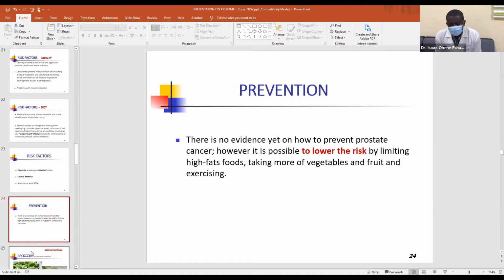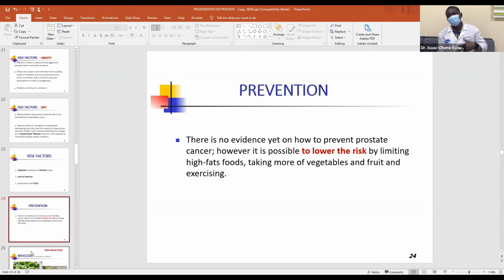So we have looked at the risk factors. How do we prevent? How can we prevent prostate cancer development? Now, this is a worthy statement. It says there is no evidence yet on how to prevent prostate cancer. However, it is possible to reduce or lower the risk by focusing on the modifiable risk factors.